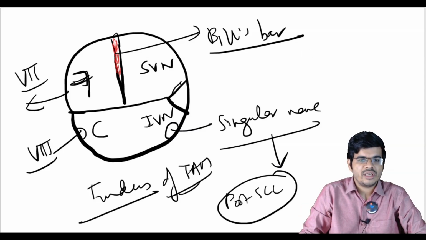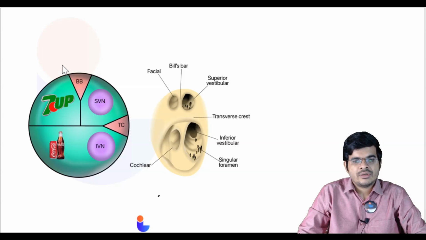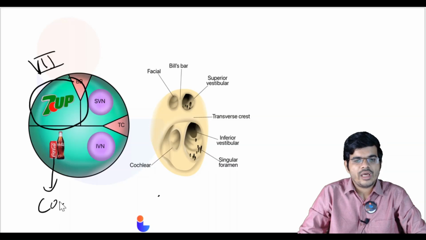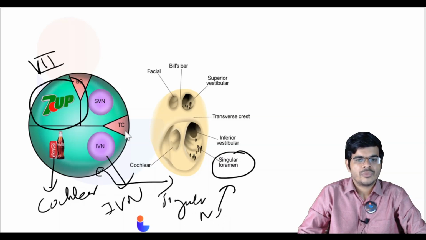You will be able to see the structures such as the facial nerve above. This is the facial nerve above, and here you have the cochlear part of the 8th nerve. Here, posteriorly, you have the inferior vestibular nerve, and also the singular nerve. The singular nerve is seen in the singular foramen. And here you have the superior vestibular nerve.